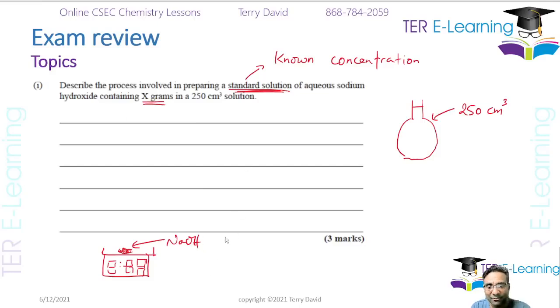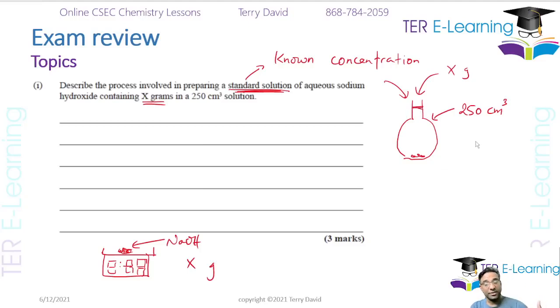Now we don't know what its value is here, so they're saying it's X grams. We don't know what it is. You're going to take that X grams and put it inside your volumetric flask. Then we're going to add distilled water until we reach the marker. That's how you're making up the standard solution.